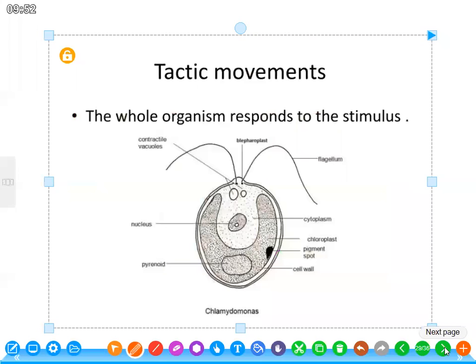Then tactic movements. Here the whole organism responds to the stimulus. For example, Chlamydomonas.